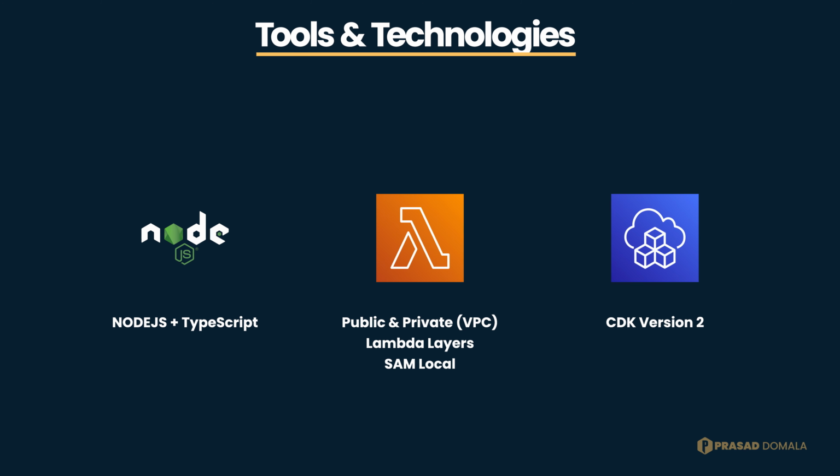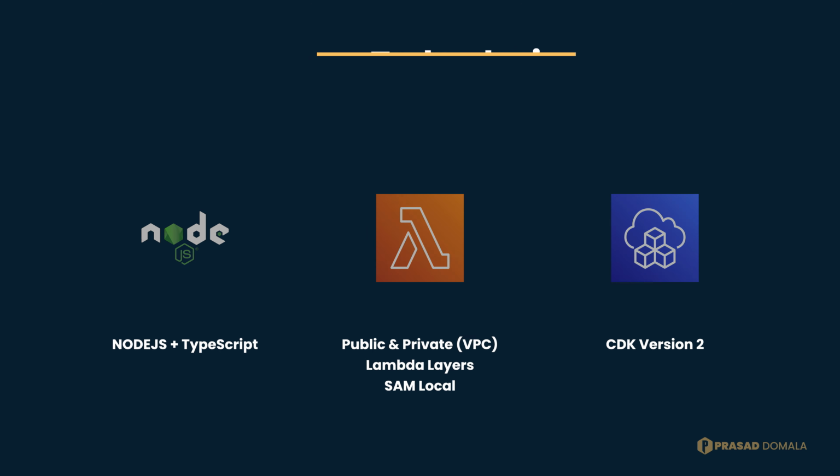I'll also show you how to package and deploy Lambda layers, where you can put some common utility functions or files that can be shared across all your Lambda functions. I'll be using CDK version 2 for this demo. Make sure you're using version 2 as well if you're following along this tutorial, as there are some significant changes between version 1 and version 2.